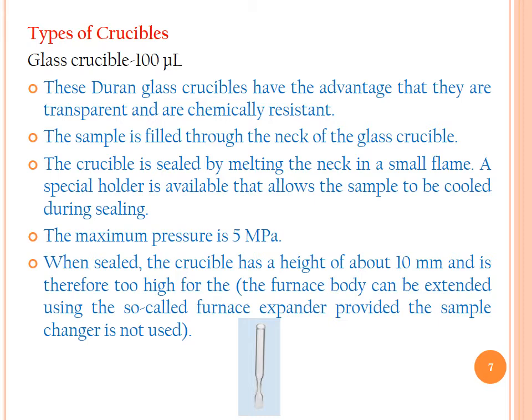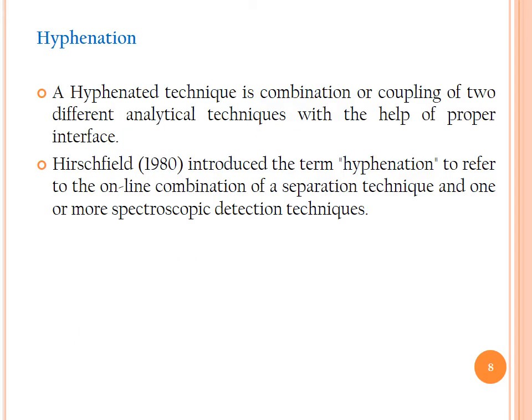When sealed, the crucible has a height of about 10 mm and is therefore too high for the furnace body. It can be extended using the so-called furnace expander, provided the sample changer is not used. So all these were about the different types of crucible that are utilized in thermoanalytical techniques, that are TGA and DSC. Now we'll discuss the hyphenation.